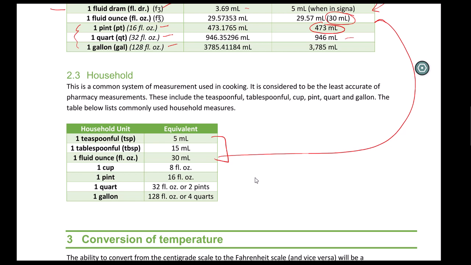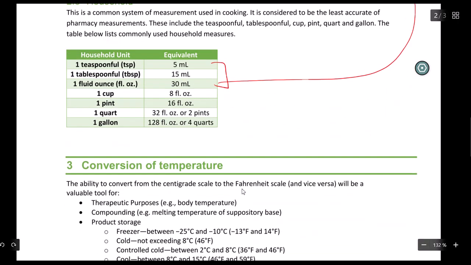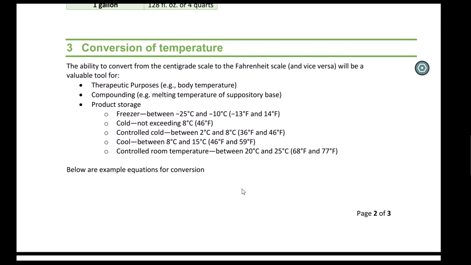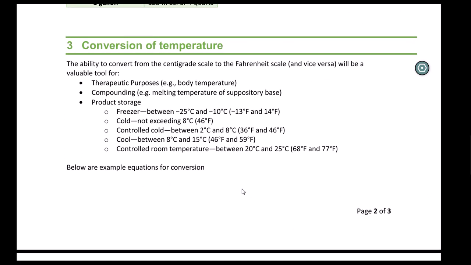Last one is conversion of temperatures. Temperature conversion is used for some therapeutic indications, and we do monitor that in patients. We use it in compounding because we have to measure temperatures of things when they're melting or going through transitions. Also for storage conditions, you'll see products in the pharmacy that have strict storage conditions. If it says to store something in a cool spot that's 46 to 59 degrees Fahrenheit, that's equivalent to 8 to about 15 degrees Celsius. Things like that are important to convert.